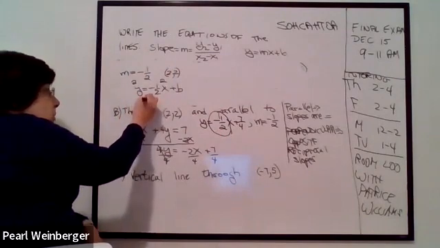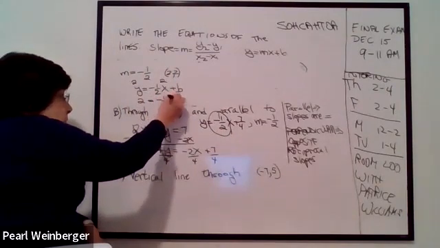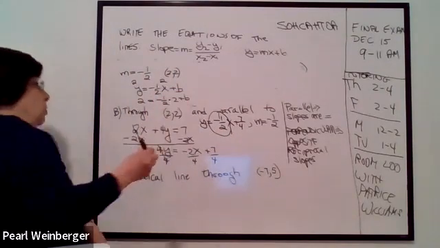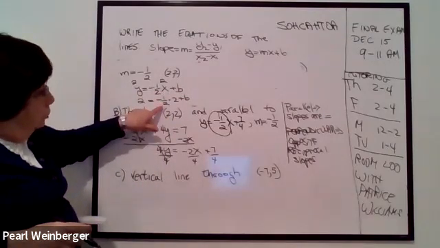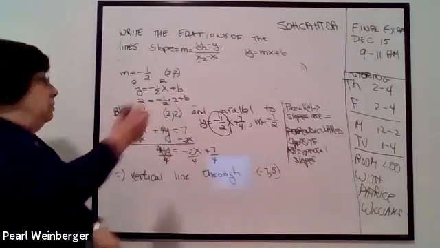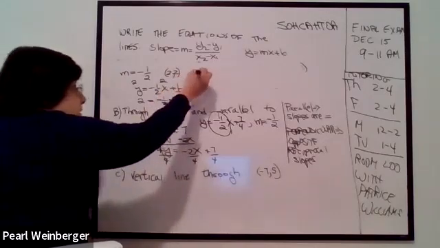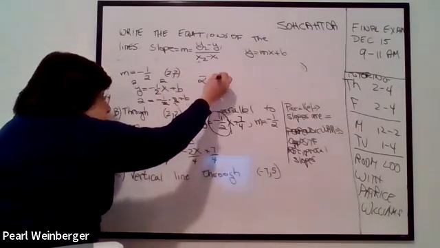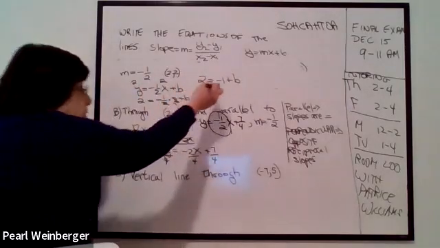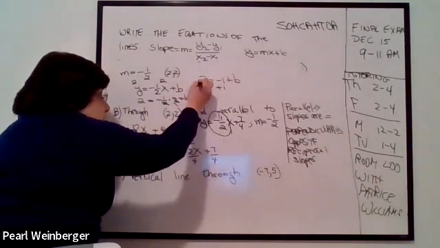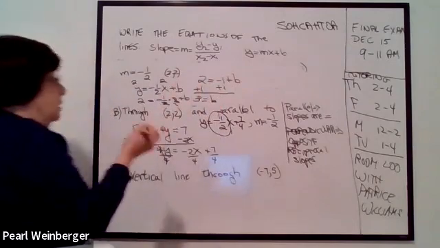I'm going to get 2 equals -1/2 times 2 plus b. Well, when you multiply, and you could even do this on your calculator, -1 divided by 2 times 2. The 2's are going to cancel out, and that'll give me that 2 equals -1 plus b, because -1/2 times 2 is -1. I'll bring this 1 to the other side. That gives me that my new b is 3.